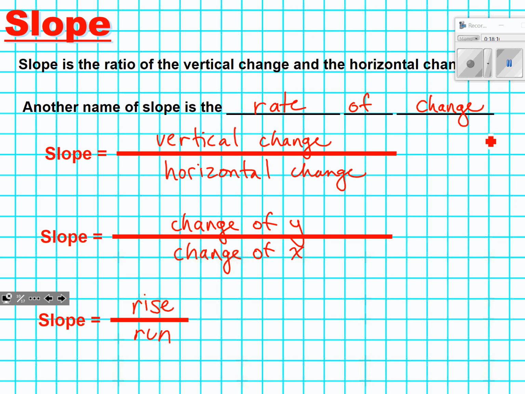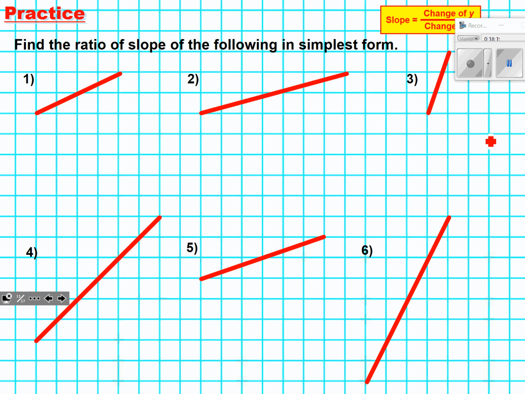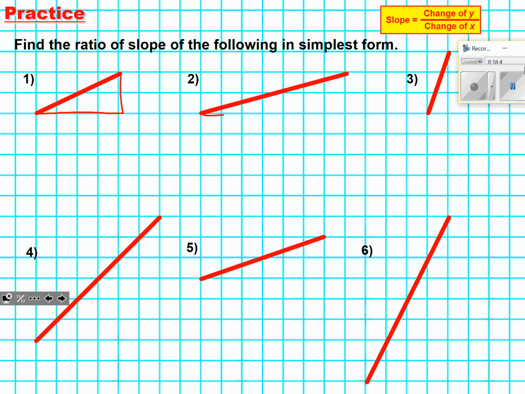So let's go to the next slide. I want to find the ratio of slope of the following in simplest form. So if you guys look at the top right-hand corner, slope is the change of y, vertical change, over the change of x, which is the horizontal change. How would I figure that out? So, for number one, I'm going to make a triangle. Actually, I'm going to make a triangle for each one of these right now. Just do that. Make a right triangle. Use the grid lines to help you out.